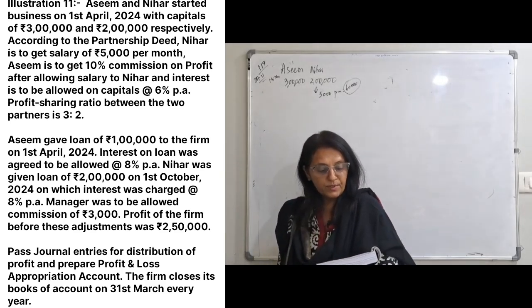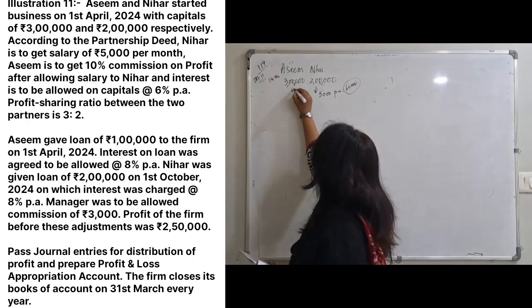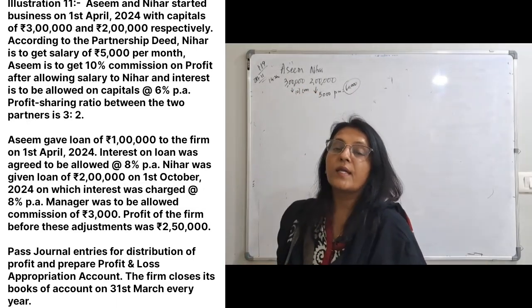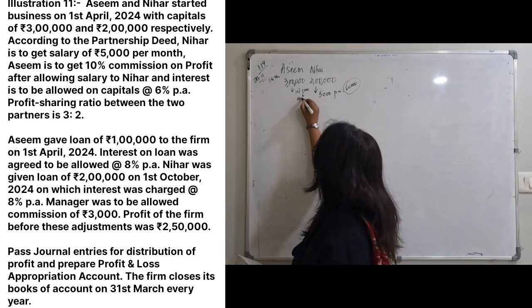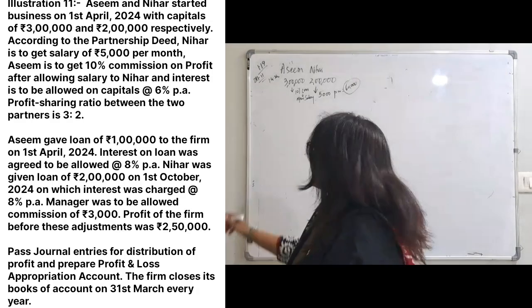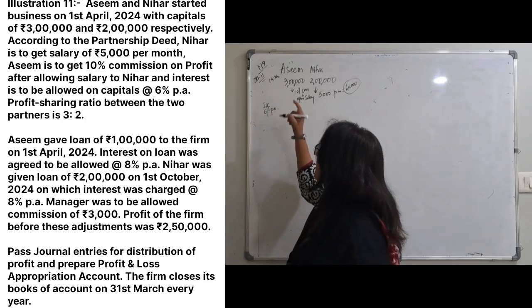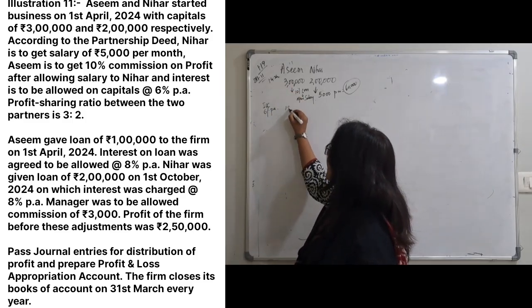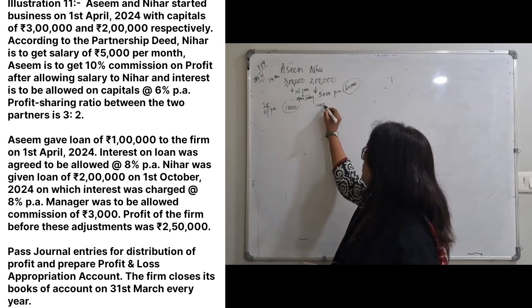Same way, Asim will get 10% commission on profit. Asim will get 10% commission on profit after allowing salary to Nihar. This commission will be only after salary. Interest to be allowed is 6% per annum. Interest on capital is 6% per annum. 6% of 3 lakh, 18,000. 6% of 2 lakh, 12,000.